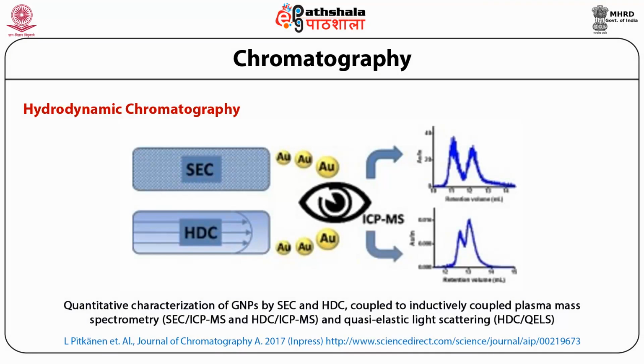Now this is another practical example of hydrodynamic chromatography in which the gold nanoparticles are separated on size-exclusion chromatography as well as hydrodynamic chromatography, and the eluent was detected with inductively coupled plasma mass spectrometric analysis, and the results were comparable, and in fact they were more sensitive with the hydrodynamic chromatography.